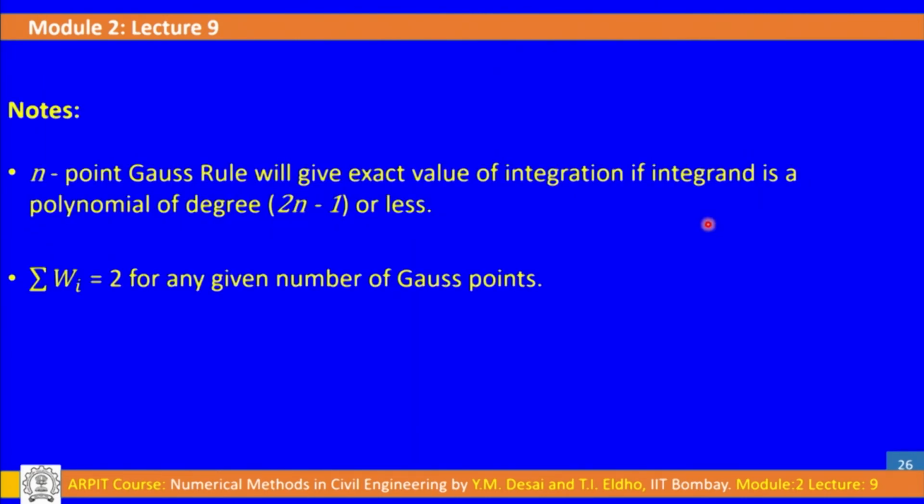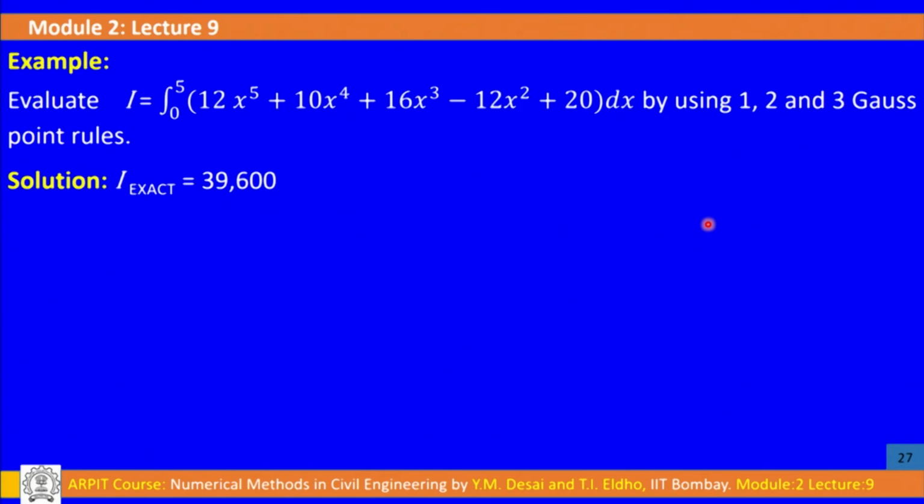So, please remember this. Let us look at application of this numerical integration that we just discussed. I want to integrate this 5th degree polynomial here, that is our integrand, using 1, 2 and 3 Gauss points. Tell me, just looking at this, how many Gauss points we need in order to do the integration without any error.